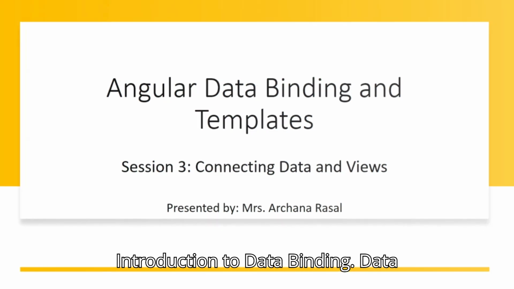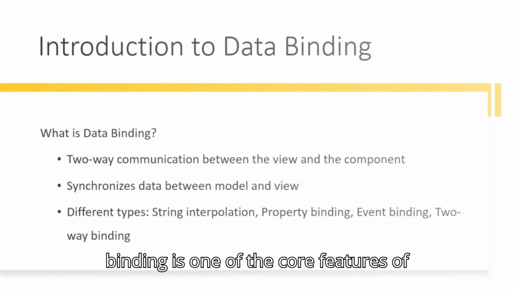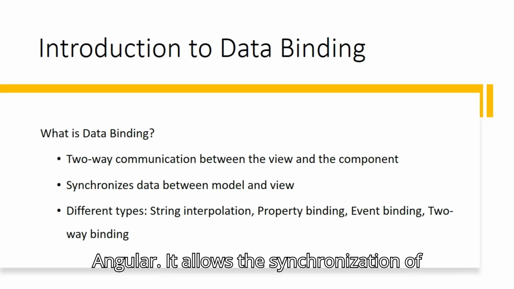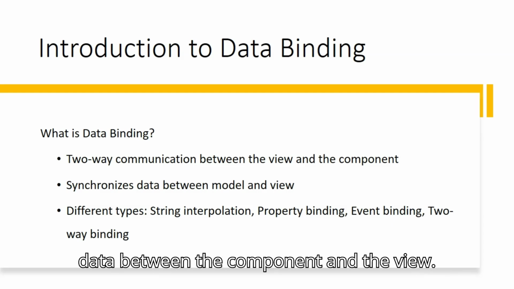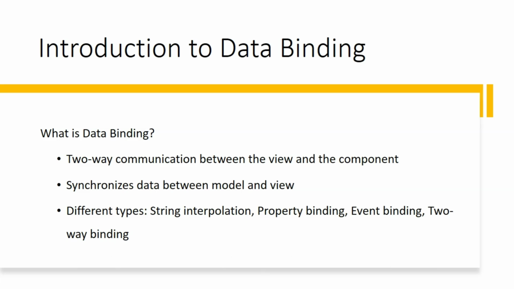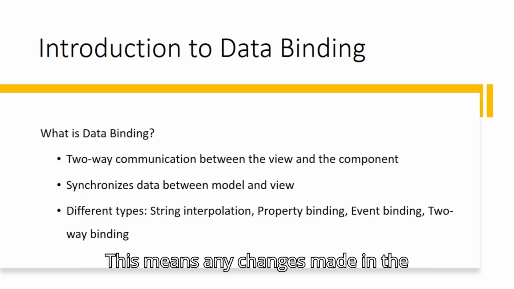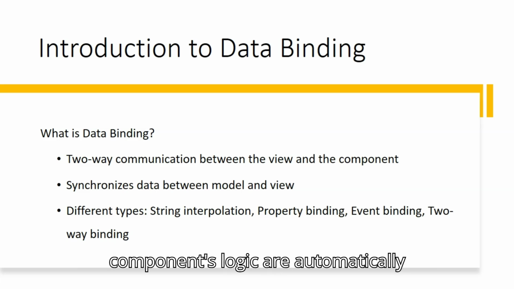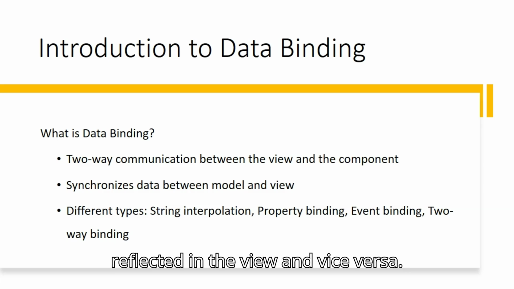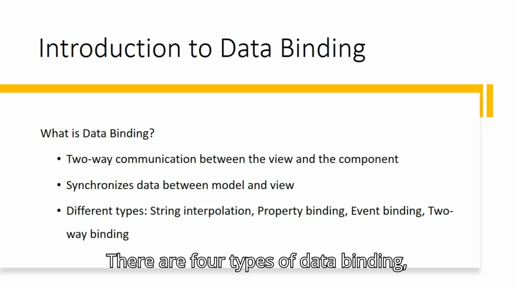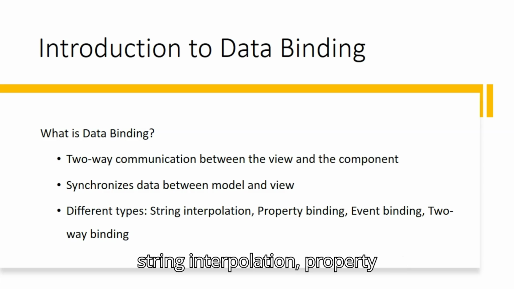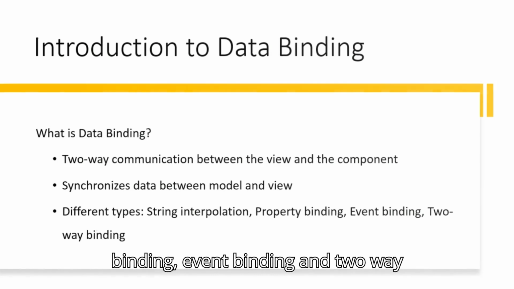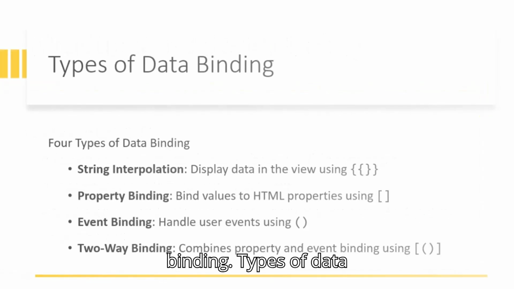Introduction to data binding. Data binding is one of the core features of Angular. It allows the synchronization of data between the component and the view. This means any changes made in the component's logic are automatically reflected in the view and vice versa. There are four types of data binding: string interpolation, property binding, event binding, and two-way binding.